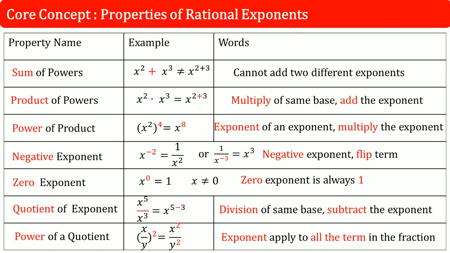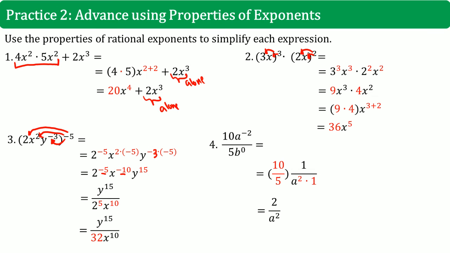Notice, all I did here was apply all the different rules of the properties of exponents. I didn't do anything differently. I just applied all these rules in a particular order. That's what you just have to develop. All right? So there you go. That's everything that you need to know how to do for the properties of rational exponents, part 1.